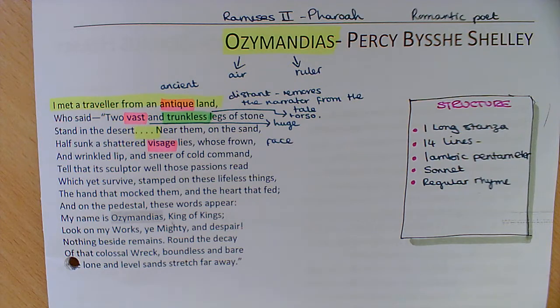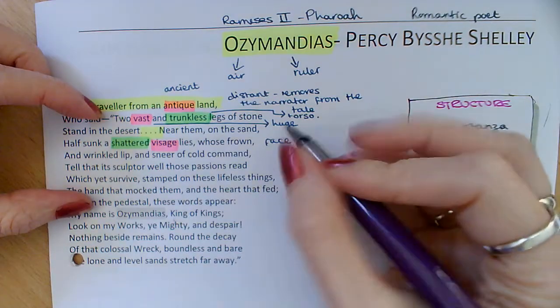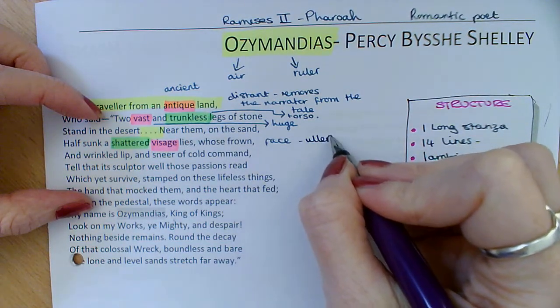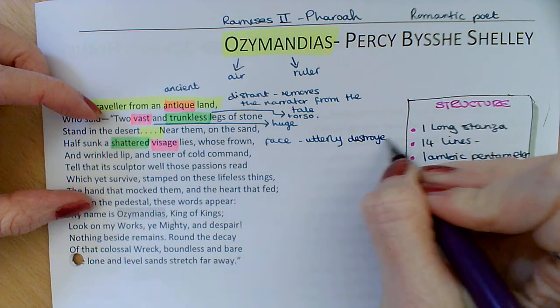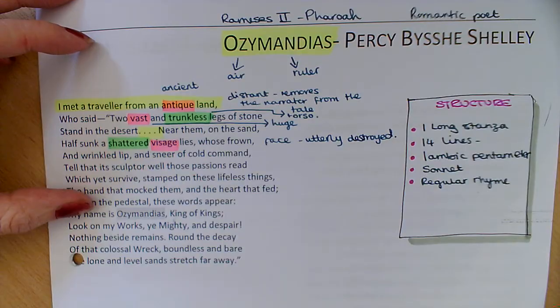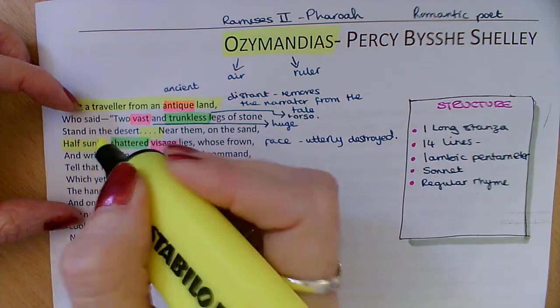Okay, and a shattered, what does shattered mean? Is something shattered, Ollie? It's broken, but is it just sort of broken in 2? Yeah, it's utterly destroyed. Can't see any of it. It's absolutely wrecked. And it's half sunk. It's virtually impossible to see.